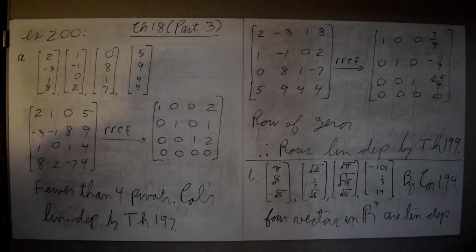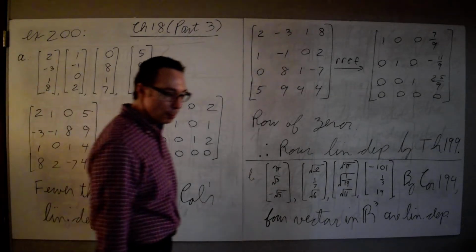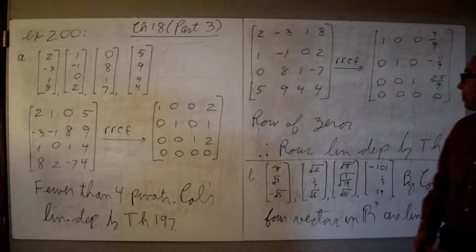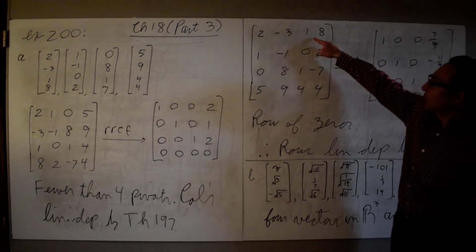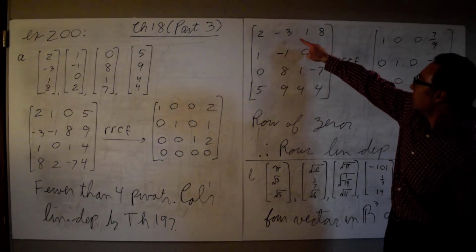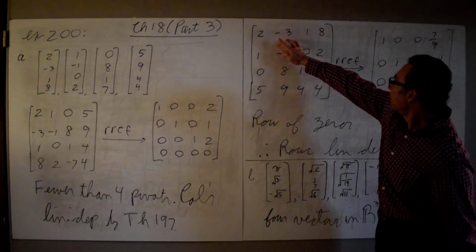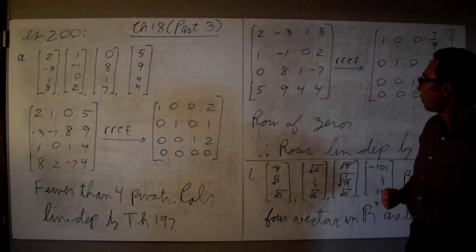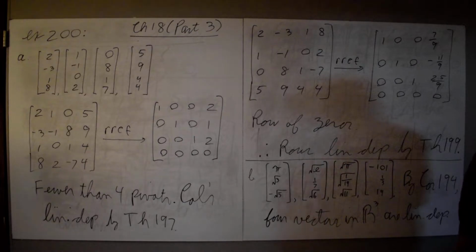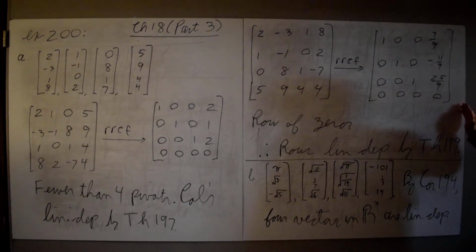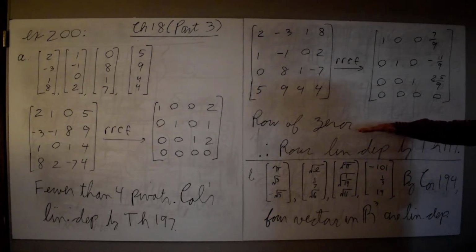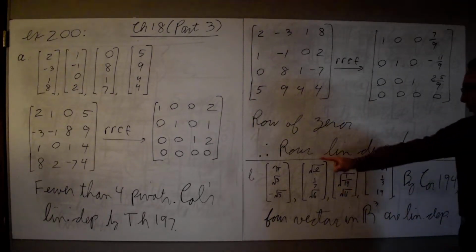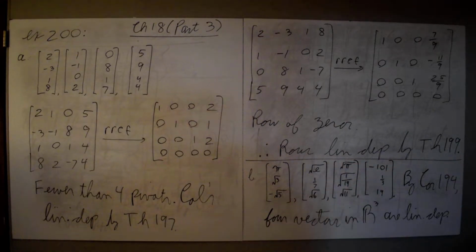The second way we'll do this problem is we'll also use a matrix, but we will take the matrix whose rows are the vectors we were given. So we took our vectors and we made those the rows of a matrix. And we put that matrix in reduced row echelon form, and we notice that we have a row of zeros. Because we have a row of zeros, then the rows are linearly dependent by theorem 199.